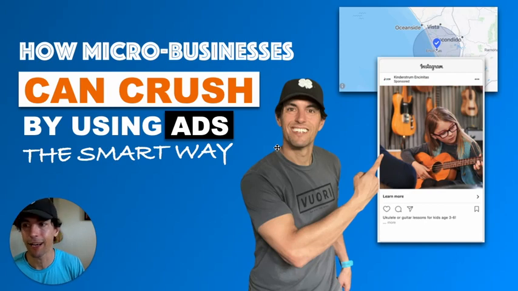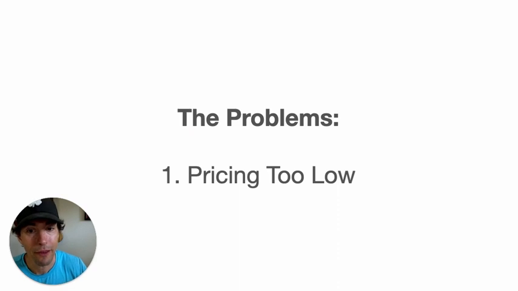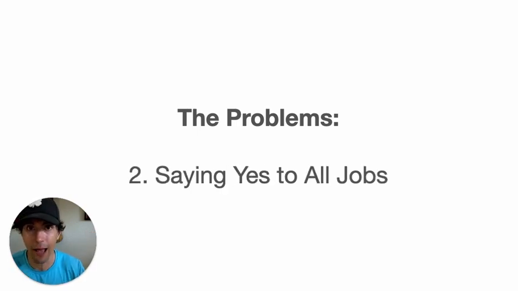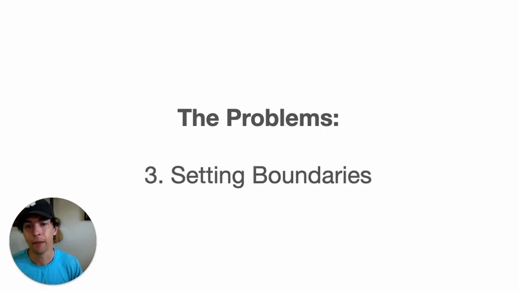So how do we do this effectively for your small business? We start with the main problems. Number one, most small businesses struggle with pricing too low. Two, saying yes to all jobs because you need the money, and you take on jobs that are less profitable because you need cash. Or three, just setting boundaries, and you say yes to doing a bunch of things that you shouldn't be doing in a project because you're afraid the client's going to leave or say no.